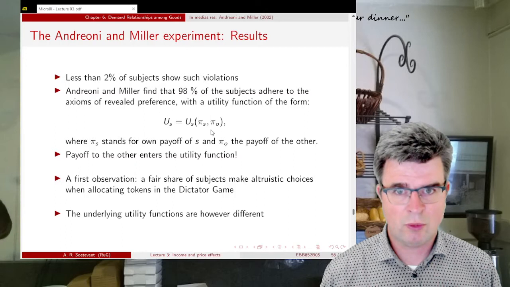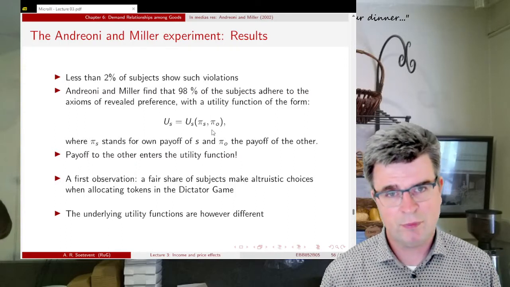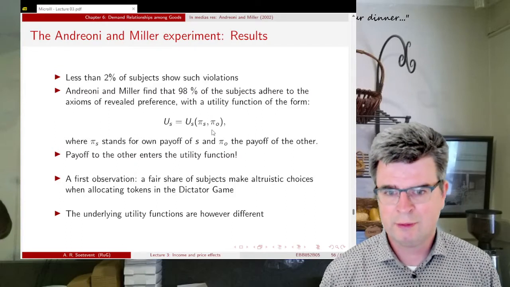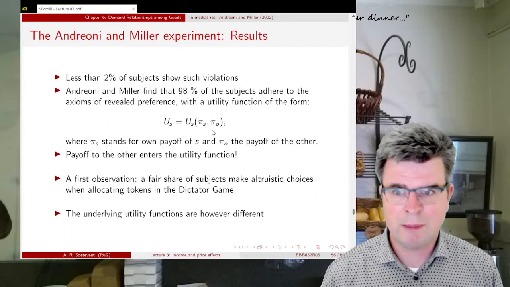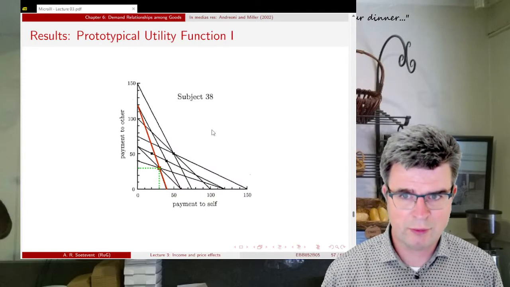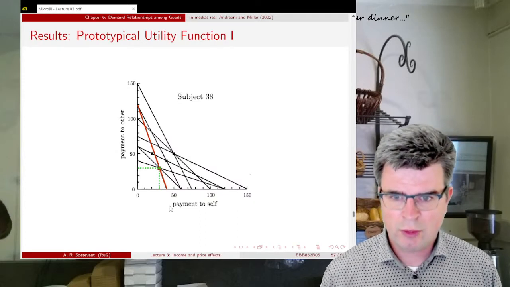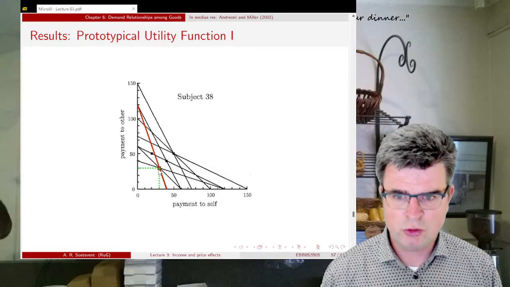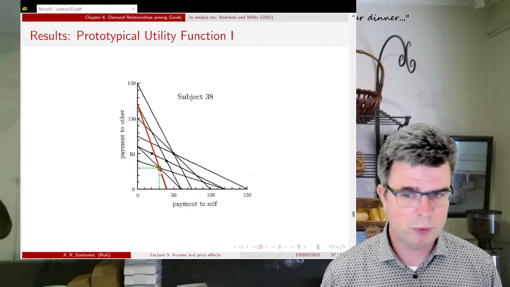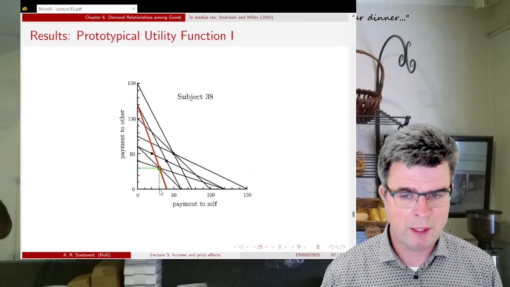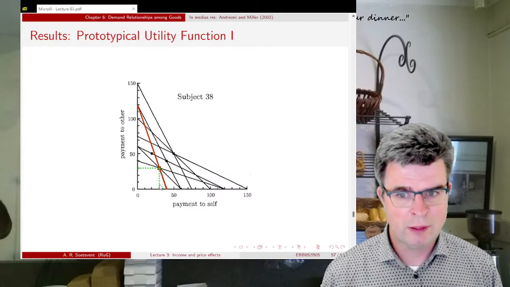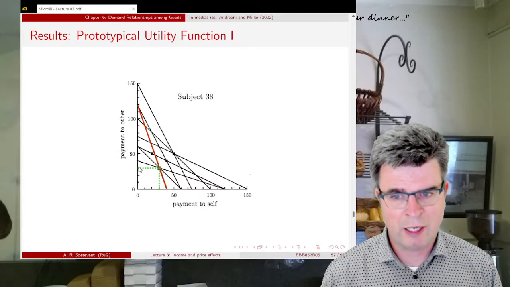But people are not all the same, so there are differences between different subjects, and I will show you some examples. So this is subject 38. So if this is the budget line that he faces, he chooses this consumption bundle, which is about an equal split. The amount of tokens that he keeps is such that the actual payoff to himself is identical to the payoff that the other person receives.